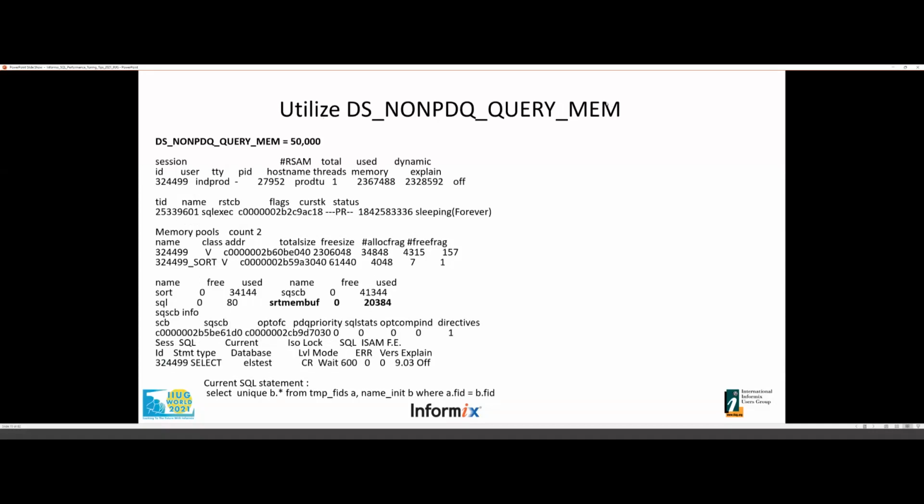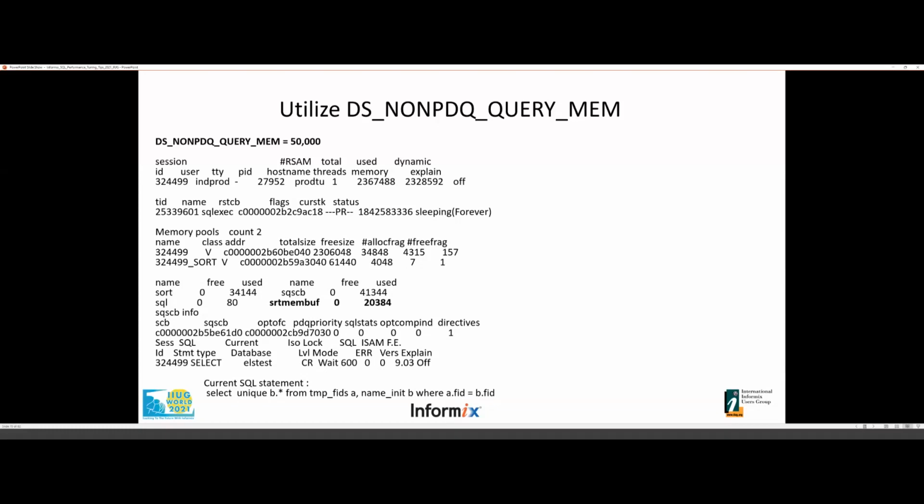This onconfig parameter is, I think, one of the most performance improving ones out of any of them: the DS9 PDQ query mem. What it does is help for non-PDQ type queries. You can sort in memory versus in temp space, which can help with performance a lot.